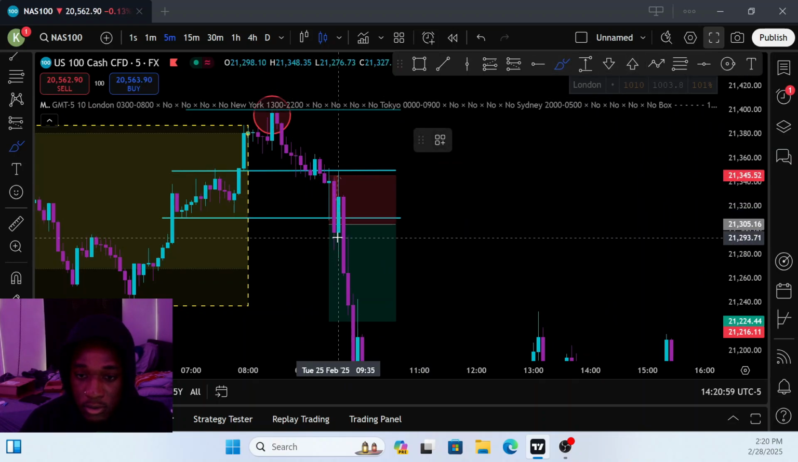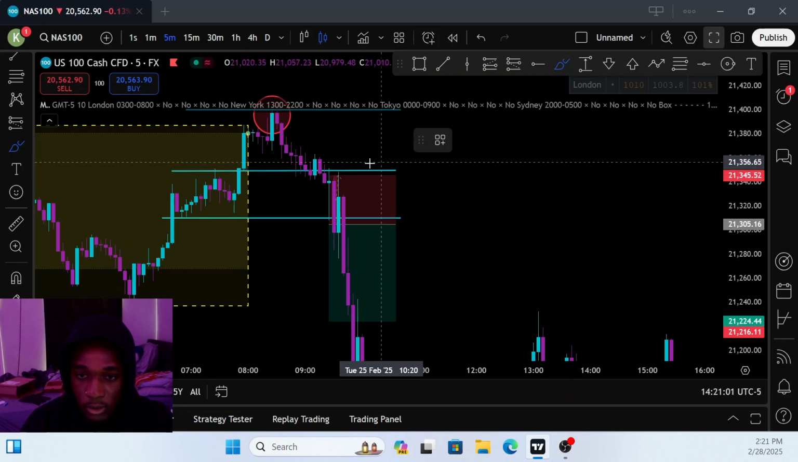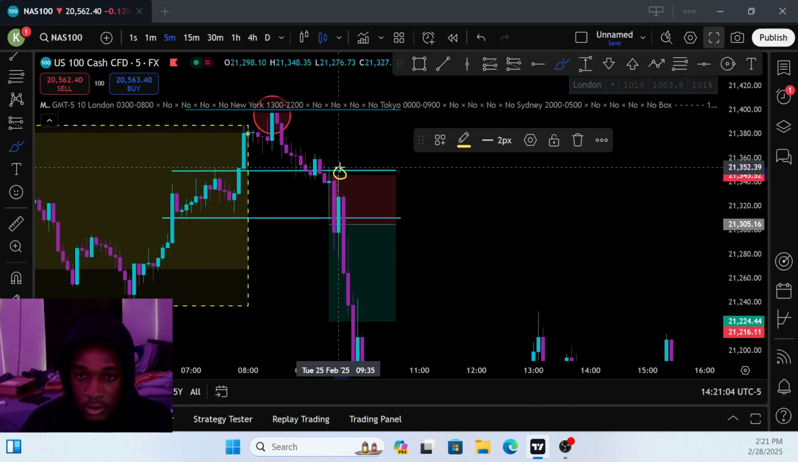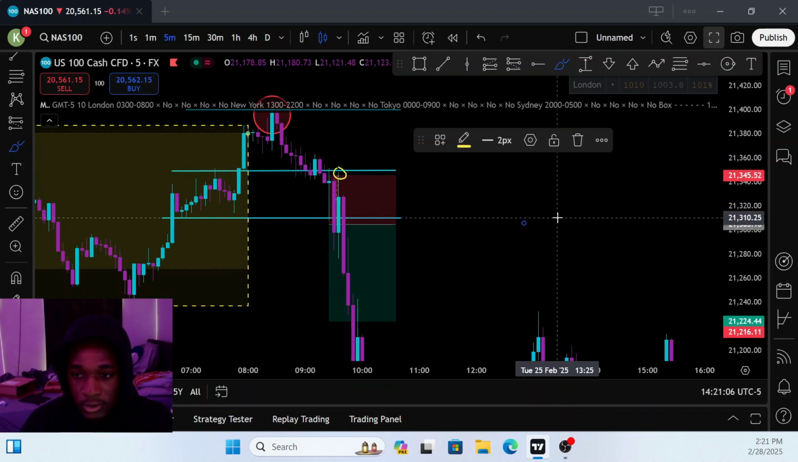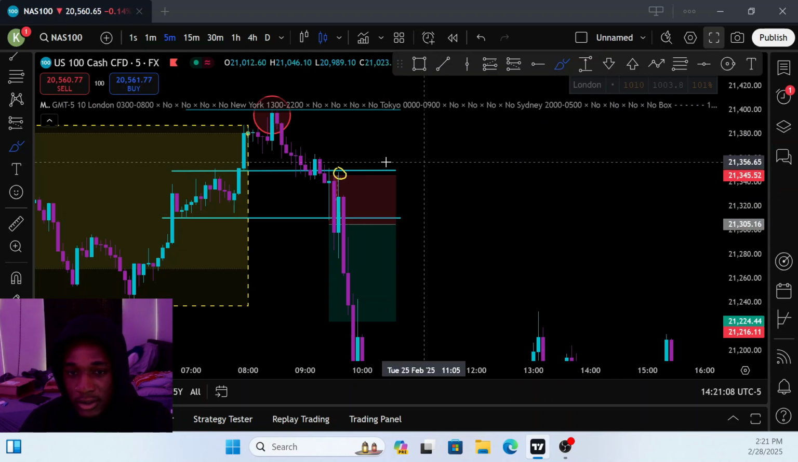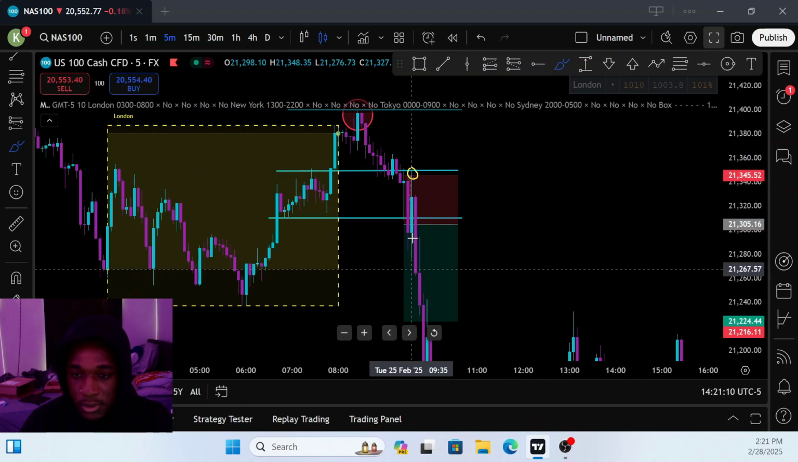Price came up on this blue candle and wicked us out. Look at this, that is crazy. It wicked us out and then kept dumping and hit full TP.